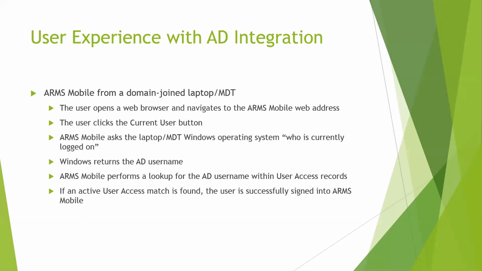There, they encounter a button that says Current User. They click that button instead of signing in with the username and password. They just click a button, Current User. And ARMS Mobile asks the laptop or the MDT, who is the current user? Windows returns that AD username. ARMS Mobile performs the lookup, same as what the client does, inside of the ARMS database to be sure that there is an active user access match for that AD username.